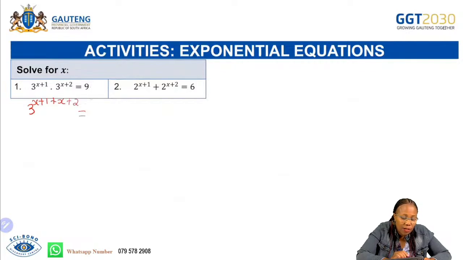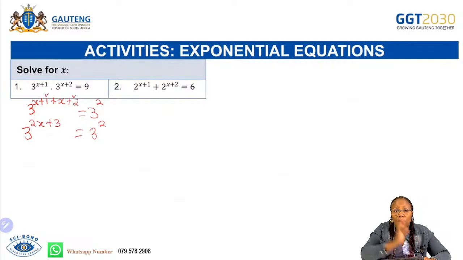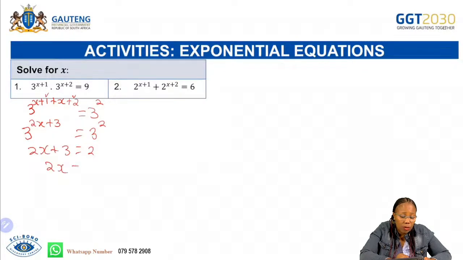On the right-hand side, you want to create the same base. It will be 3 squared for 9. And then we end up with x plus x, which is 2x, and 1 plus 2, which is plus 3, equals 3 to the power 2. Happy now, 1 base on each side, and then we can equalize the exponents. So 2x is equal to 2 minus 3, which is minus 1. We divide both sides by 2, therefore x is minus 1.